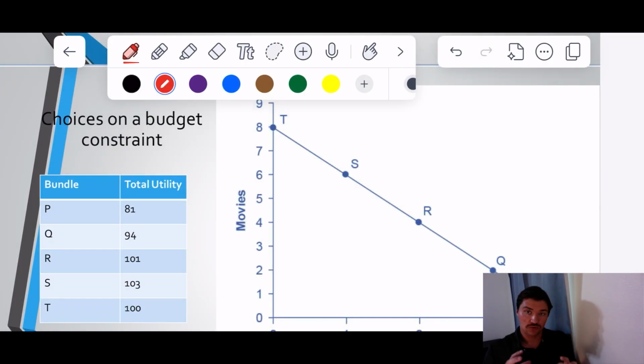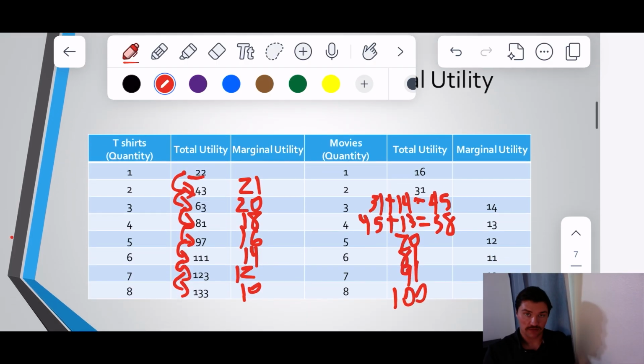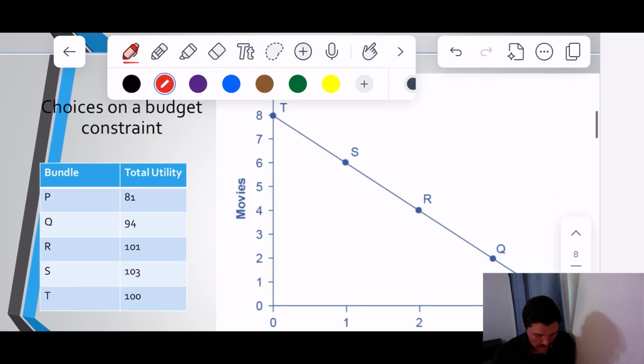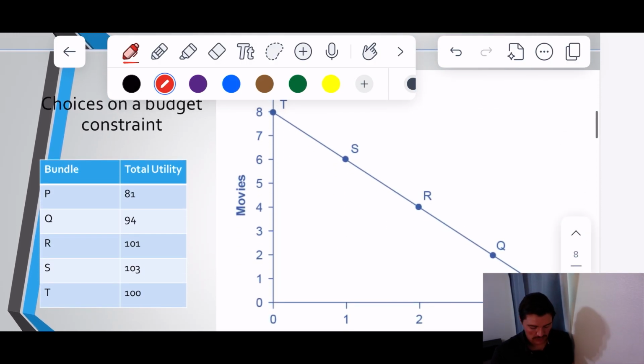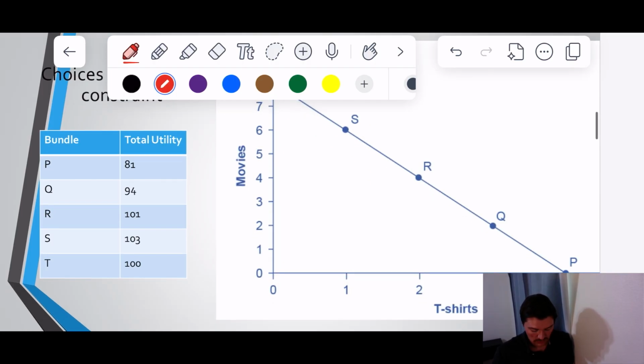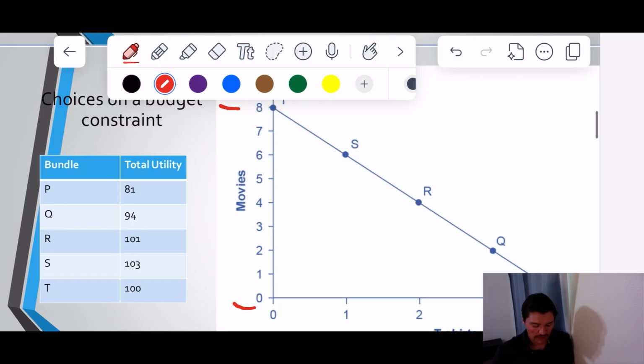If we were to look at our choices from this graph here, we have our t-shirts and our movies. If we wanted to put that on our budget constraint, it might look something like this, showing us all the different options, such as 8 movies and 0 t-shirts, or 4 t-shirts and 0 movies. So we have our total utility numbers from consuming these goods.